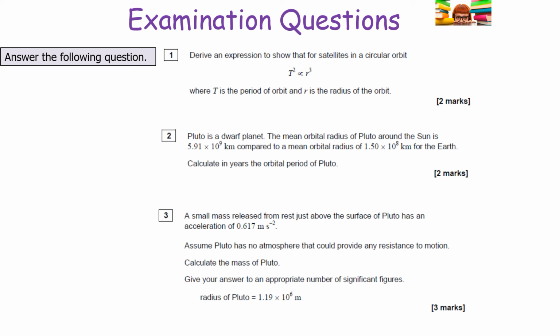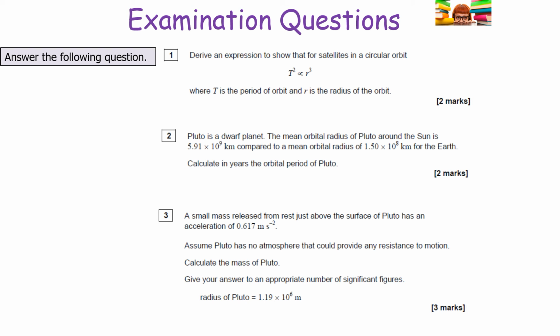Next question. Derive an expression to show that satellites in a circular orbit follow the equation T squared is directly proportional to r cubed. Next, Pluto is a dwarf planet and the mean orbital radius of Pluto around the Sun is 5.91 times 10 to the 9 kilometers compared to a mean orbital radius of 1.50 times 10 to the 8 kilometers for the Earth.